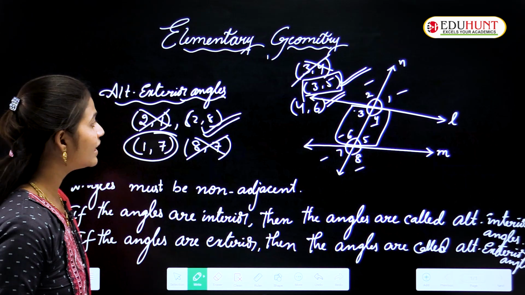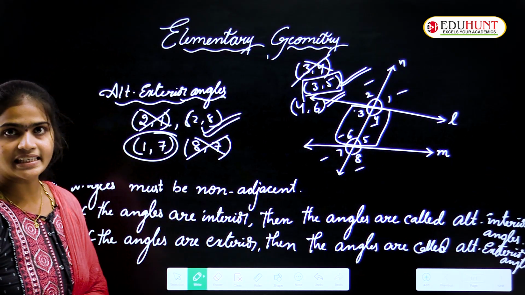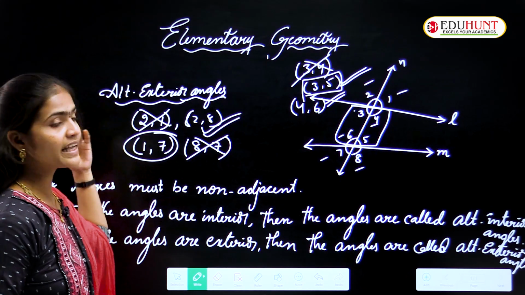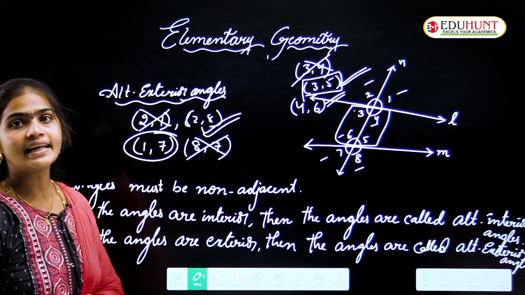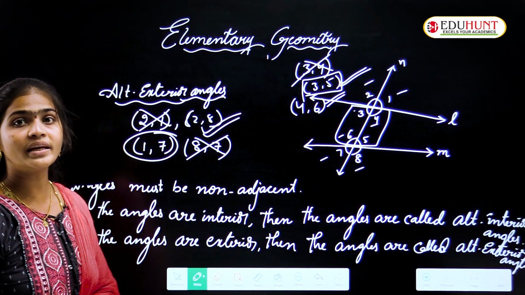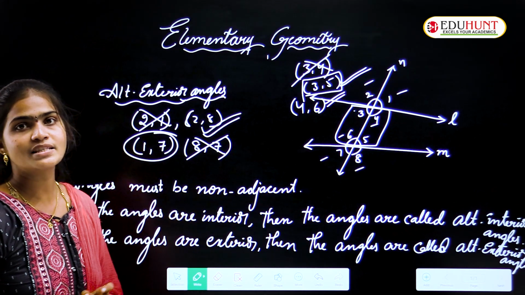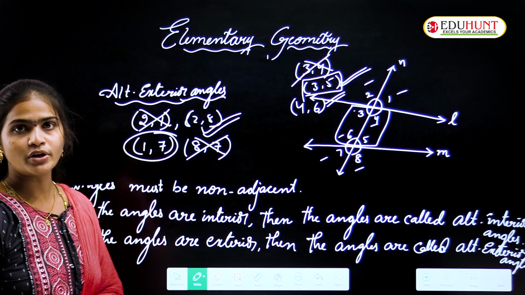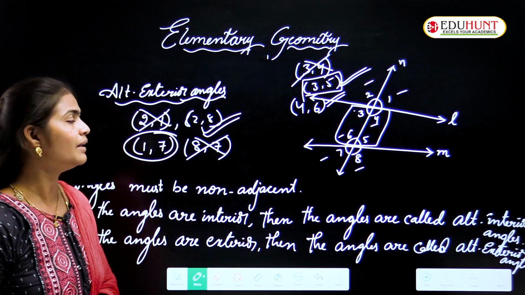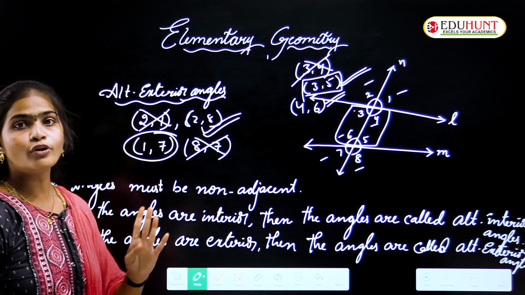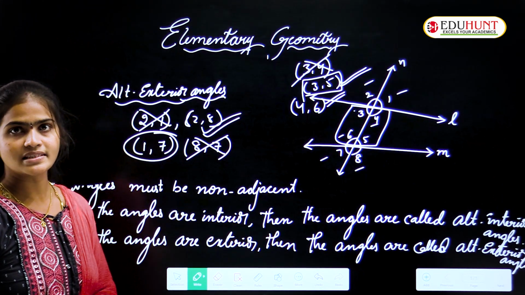So in total, two pairs of alternate interior angles will be formed, and two pairs of alternate exterior angles will be formed. So in total how many alternate angle pairs will be formed here? 4 pairs will be formed. Just like that, 4 pairs of corresponding angles will be formed by a transversal, and 4 pairs of alternate angles also will be formed by using a transversal.